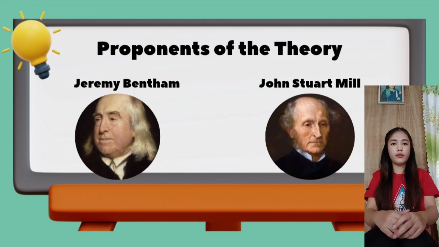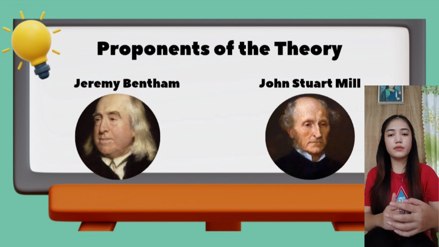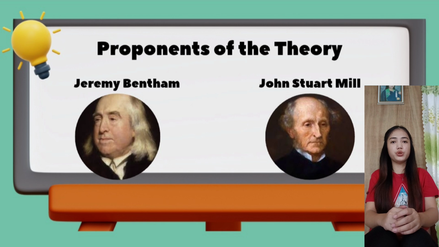The proponents of utilitarianism. First is Jeremy Bentham, founder of classical utilitarianism, who believed that actions are right if they increase pleasure and reduce pain. He also introduced the principle of utility, the greatest happiness for the greatest number. Second is John Stuart Mill, student of Bentham but refined utilitarianism, supported rule utilitarianism more than act utilitarianism, and argued that quality of happiness matters, not just quantity.